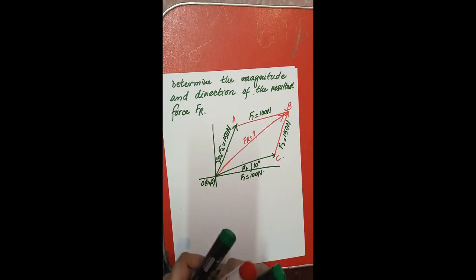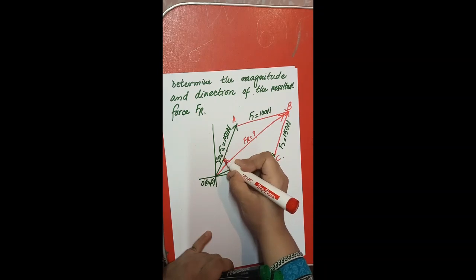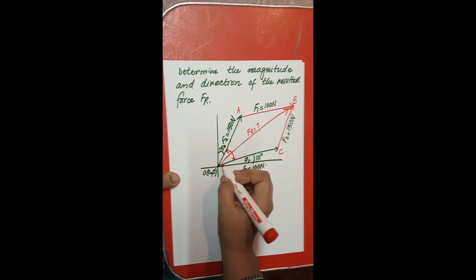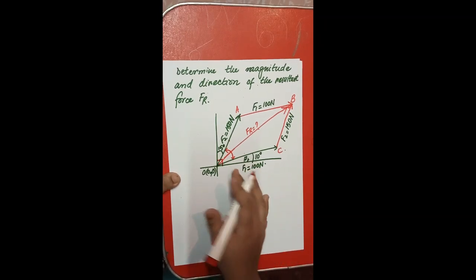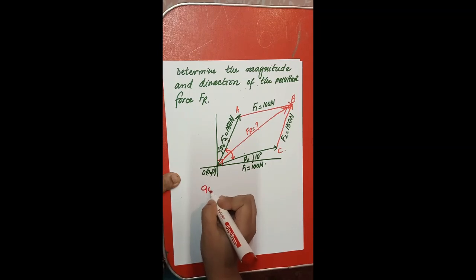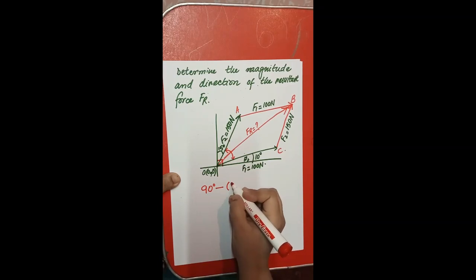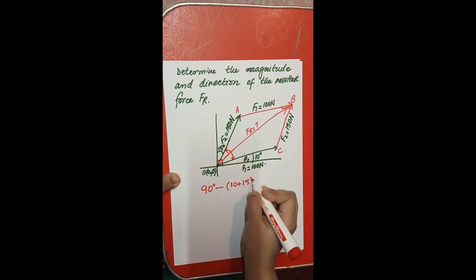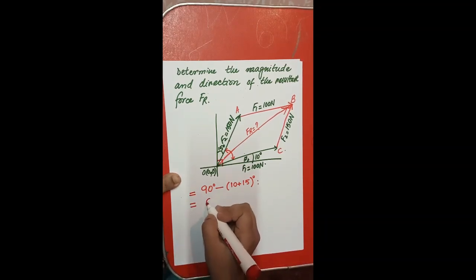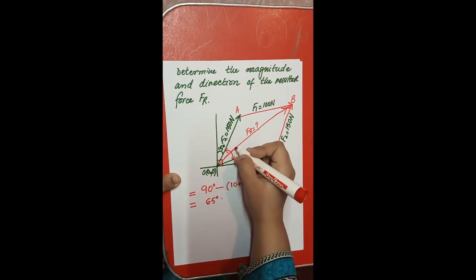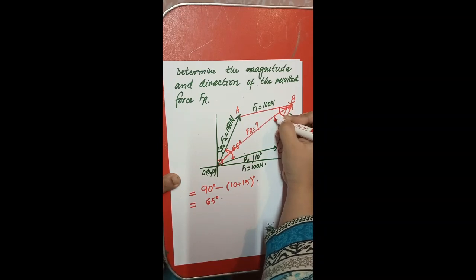Now, if I have to find this angle, how can I find it? The easiest way is that we know one quadrant is equal to 90 degrees. So we have to subtract from 90 degrees the sum of 10 degrees plus 15 degrees. So it comes out to be 65 degrees. If this angle is 65 degrees, this angle should also be 65.